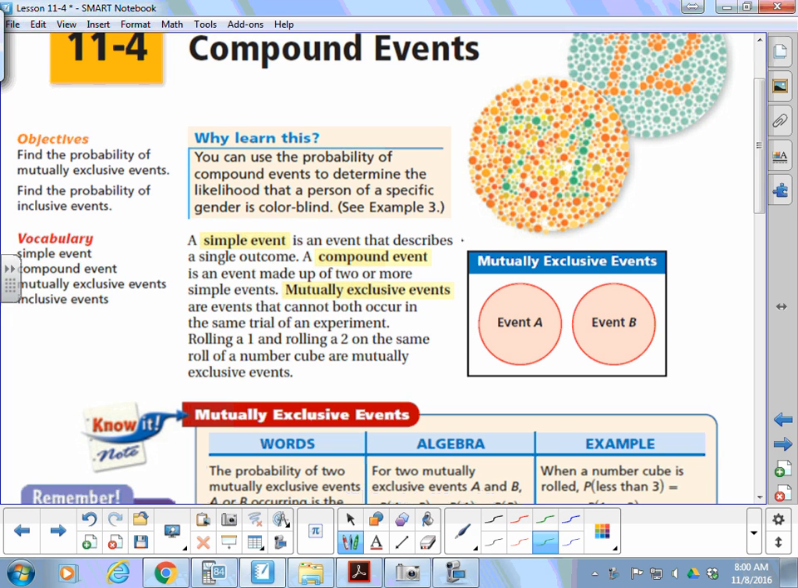Today, lesson 11.4, compound events. We're going to find the probability of mutually exclusive events and find the probability of inclusive events.